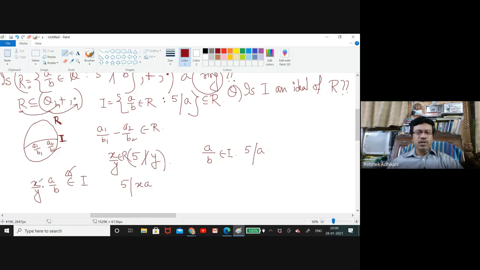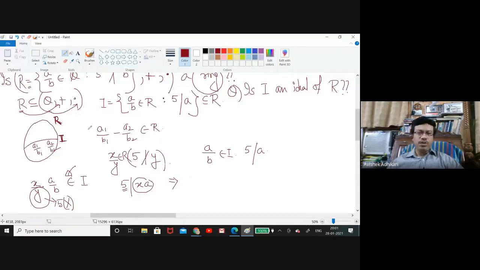So you are basically multiplying this by x by y. Now see that within this y there is no component of 5, so there is no chance that that will be getting cancelled. So suddenly this 5x into a must be divisible by 5. So the numerator is divisible by 5. That implies that the whole thing, that means this is an ideal.